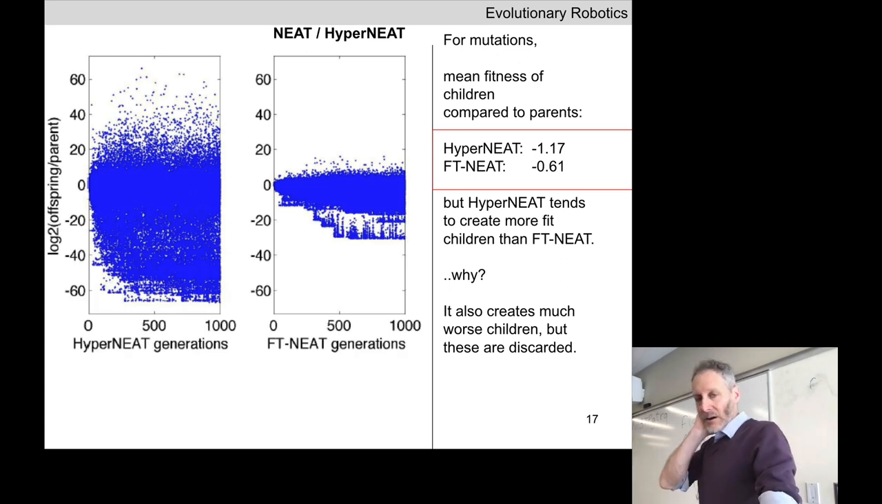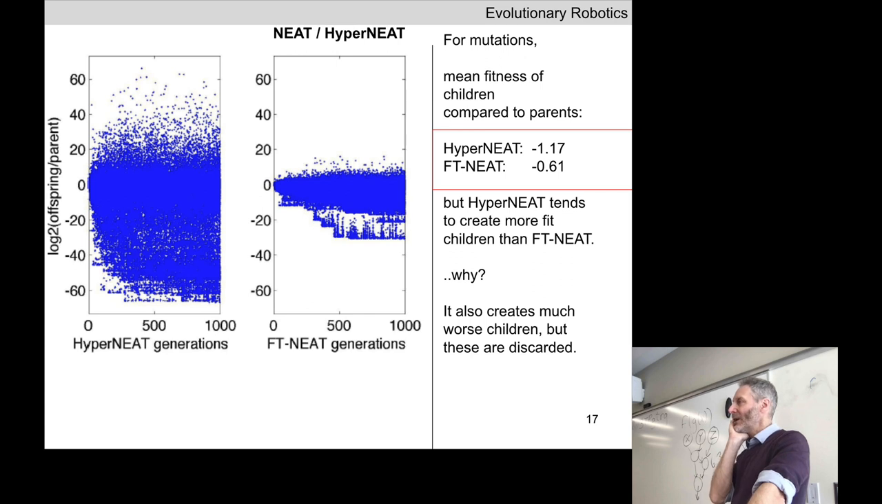Okay. All right, let's look a little bit more at what's actually going on during evolution. Let's look at this plot over here. We're looking again at evolutionary time on the horizontal axis here. So this is the number of generations. And every dot in this picture corresponds to a parent-child pair. Remember that in HyperNEAT and in FT-NEAT, we're evolving populations of neural networks. We're looking here at every neural network that survived and produced an offspring. That offspring might not have survived into the next generation, but we're taking every parent-child pair, we're taking the fitness of the parent and the fitness of the child and comparing them.